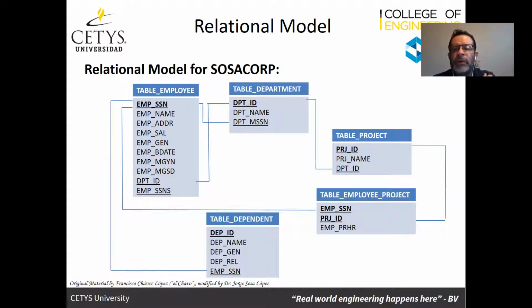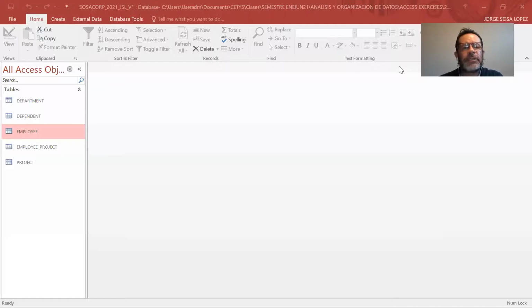Okay, so we're going to continue with lab exercise 1, which had to do with the construction of our database. And remember that we're doing the database example of the SOSA Corp. Relational model. So we've got that. What had we done in the last session?